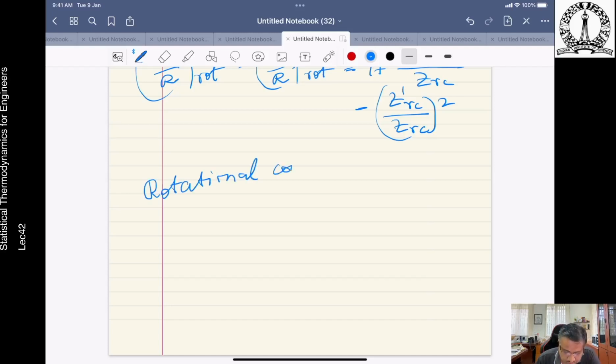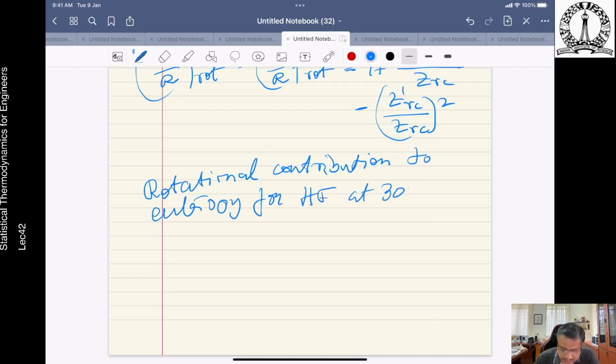Rotational contribution to entropy, for example, for say HF at 300 Kelvin. HF has a rotational constant, which you can find in the tables. This has a rotational constant B of 20.956 centimeter inverse.